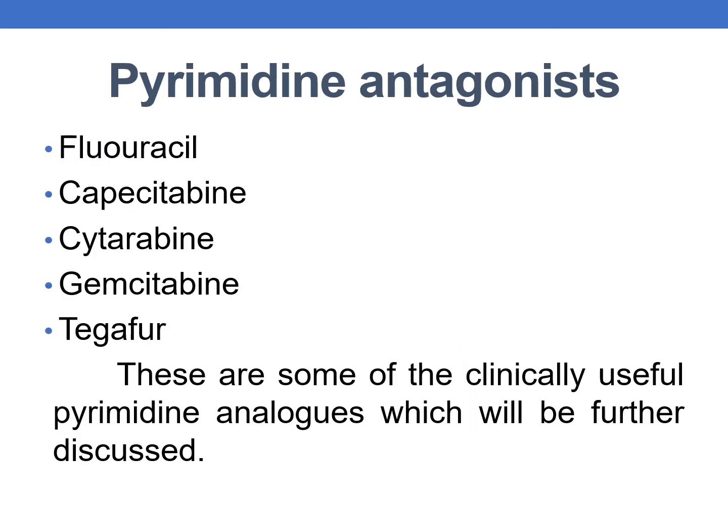Coming to the next category, pyrimidine antagonists. Examples are fluorouracil, capecitabine, cytarabine, gemcitabine and tegafur. These are some of the clinically useful pyrimidine antagonists which will be further discussed.